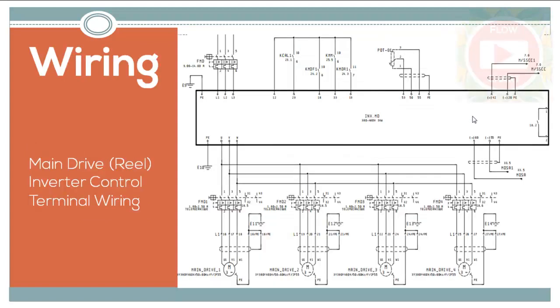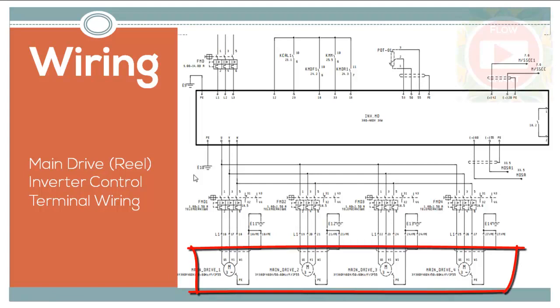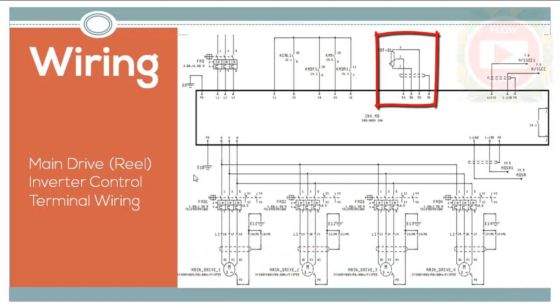Now this one is for the main drive or reel inverter control terminal wiring. Here this is the input connection, that means input power supply, and this one is the output connection. For the ST4 machine, we are required to drive 4 reel motors by this inverter, and there are 2 references, voltage reference and current reference. So let's see.